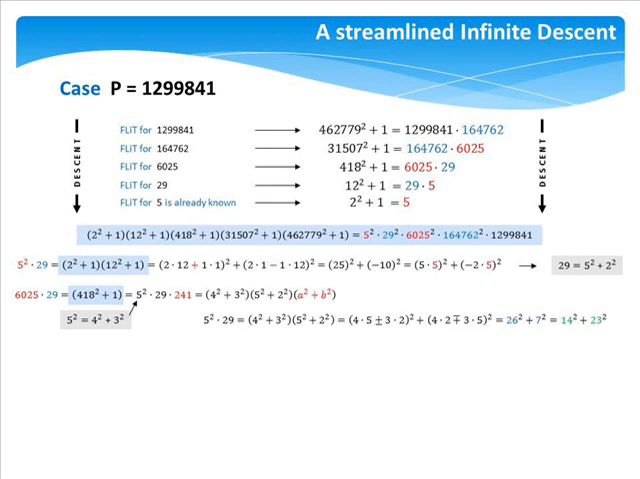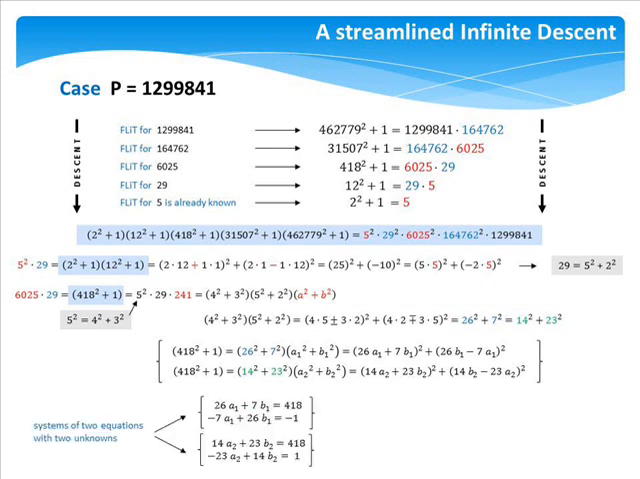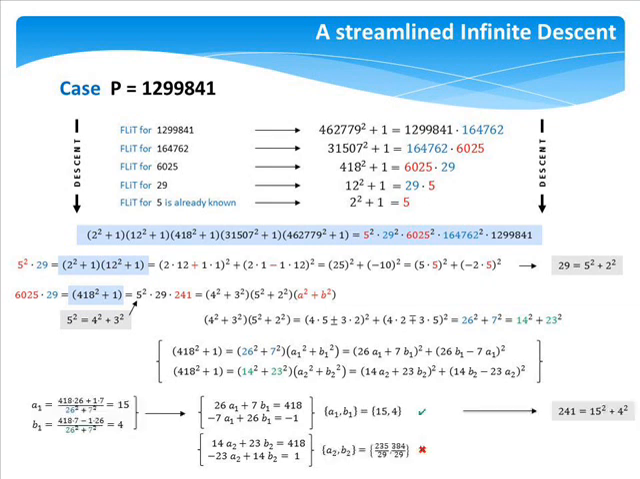So 25 times 29 equals either 26 squared plus 7 squared or 14 squared plus 23 squared. So using Brahmagupta's identity, we'll have a system of two equations with two unknowns. Using the same method to resolve it, we find out that A equals 15 and B equals 4. Thus, 241 equals 15 squared plus 4 squared.